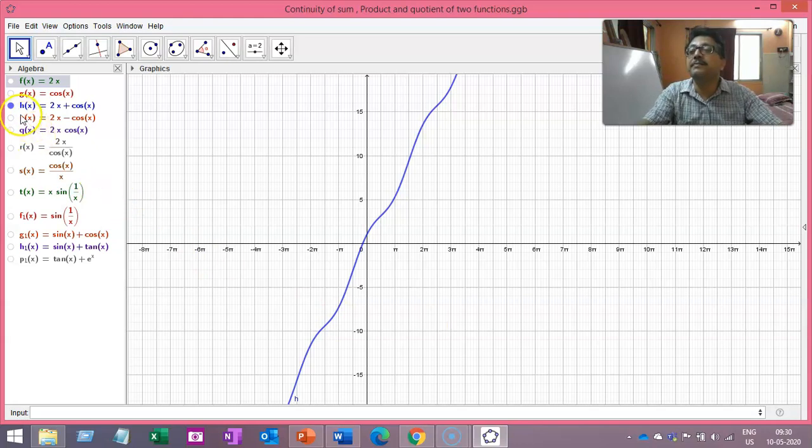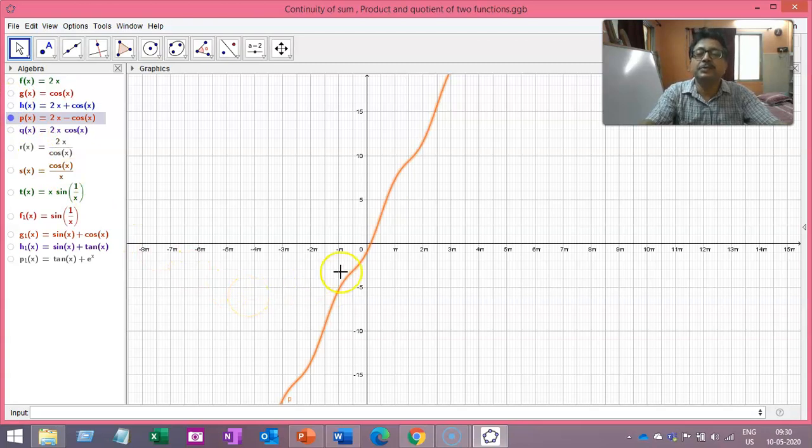Let us see their difference. If you do 2x minus cos x, this is also continuous everywhere. So the sum and difference of two continuous functions are continuous. I cannot take all those functions here to show you that the sum is continuous and the difference is continuous, but I can give you some examples. It's your duty to verify with the same app at home.